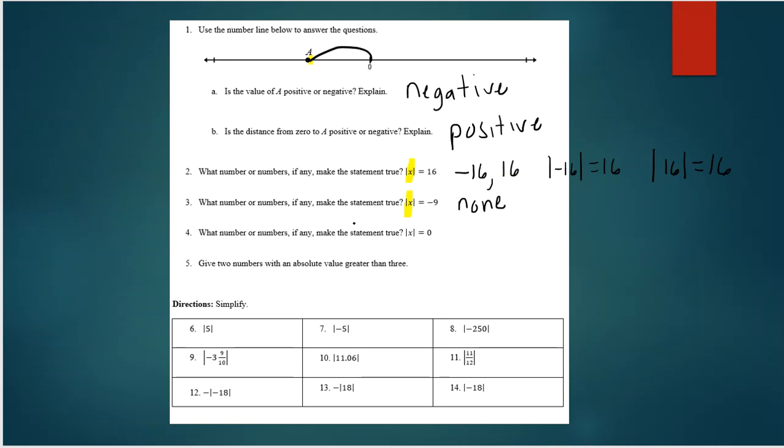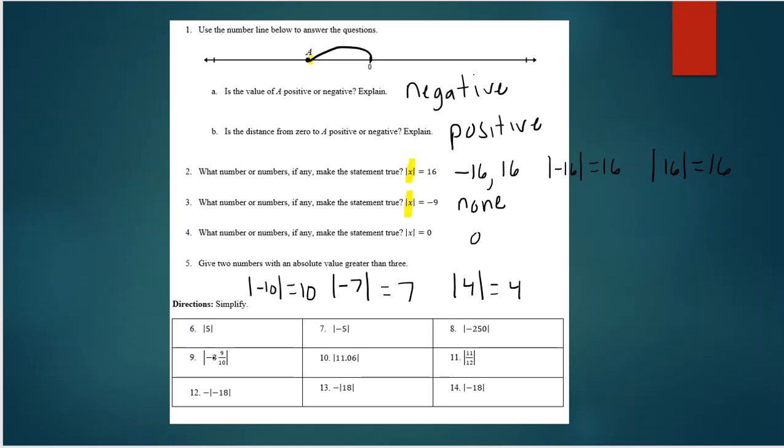What number or numbers, if any, make the statement true? The absolute value of 0 is 0. And then give two numbers with an absolute value greater than 3. So we could say the absolute value of negative 7, because that would be 7. We could have the absolute value of 4, because that would be 4. We could have the absolute value of negative 10, because that would be 10. So you just needed to come up with two numbers, and I just gave you an example of 3.